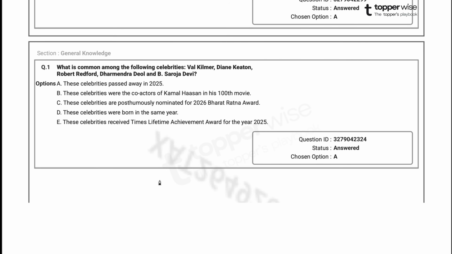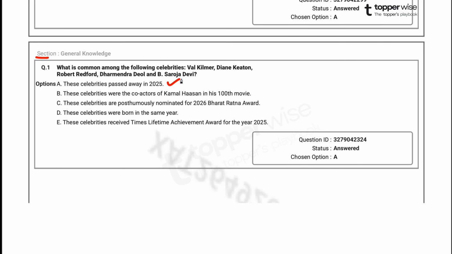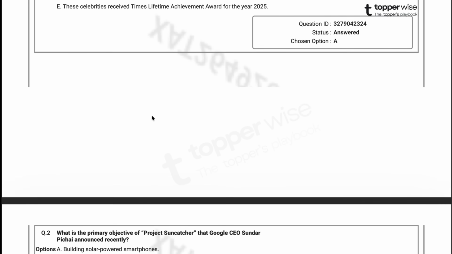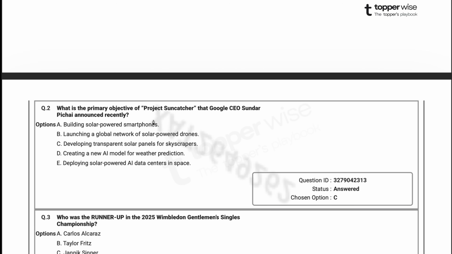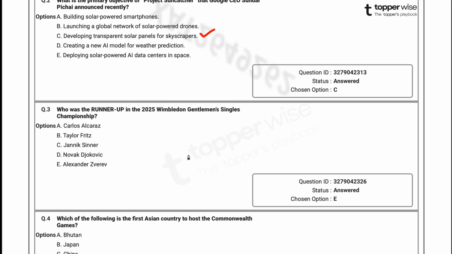If we are moving to the next section, which is general knowledge, for GK, question number 1, option A is correct here. Moving to the next question, question number 2, option C is correct here. Now moving to the third question. For the third question, option E will be the correct answer.